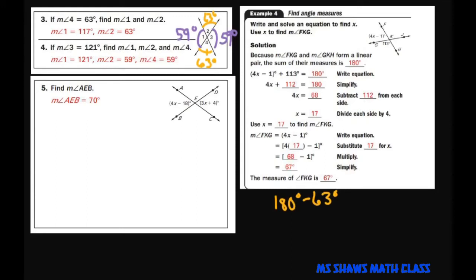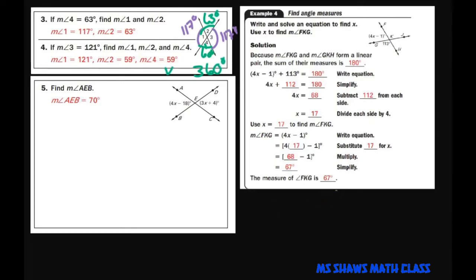Now, let's see, which one was I looking at? I was looking at the wrong one. So basically, the measure of angle 1 is 117. So this is 117, and if you subtract from 180 using your supplementary angle theorem, this would be 63 and 63. And if you add them all up, they equal 360. I kind of messed up on that one.